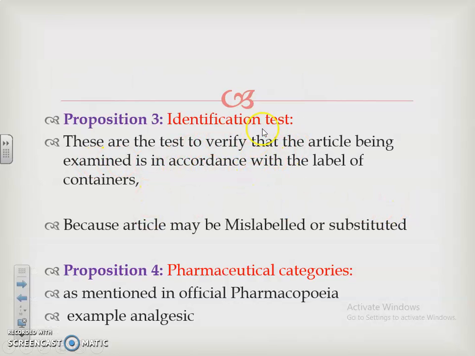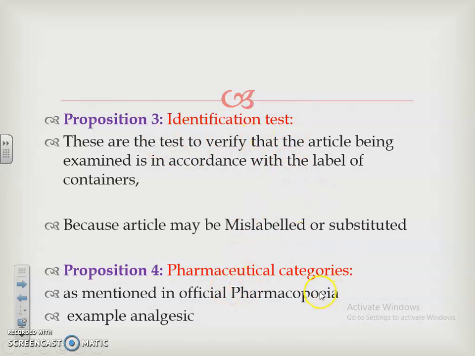Again we are doing it for a known compound, to verify that the medicinal substance or article being examined is in accordance with the label of the container, because there may be chances of mislabeling or substitution of the drug. So we have to check by performing the identification test.